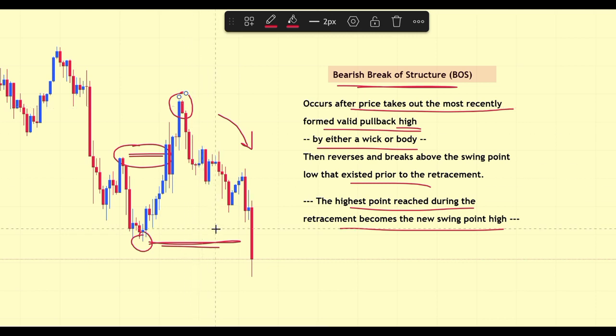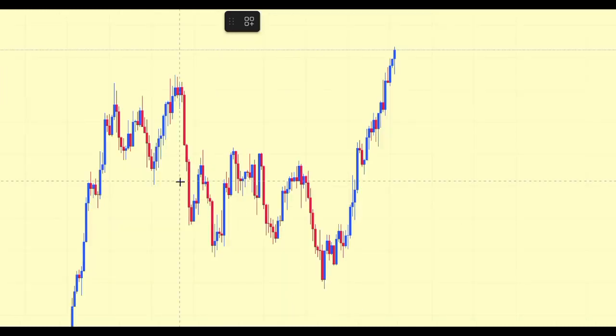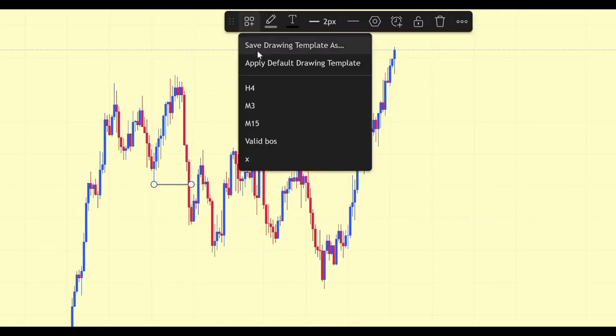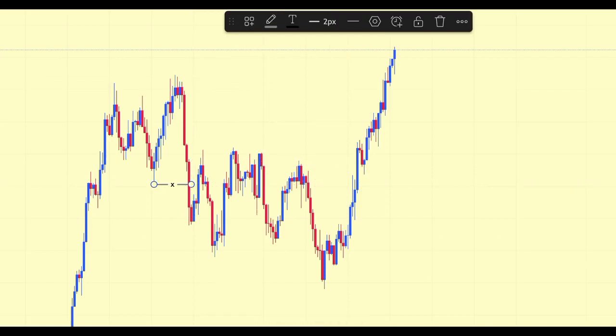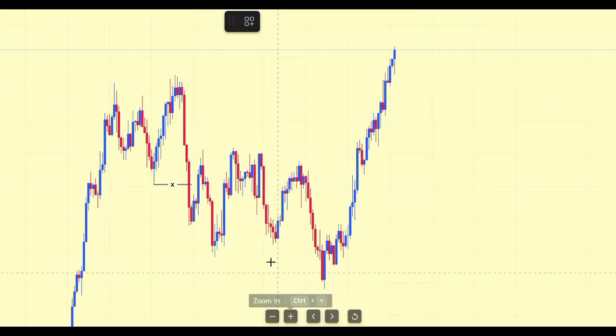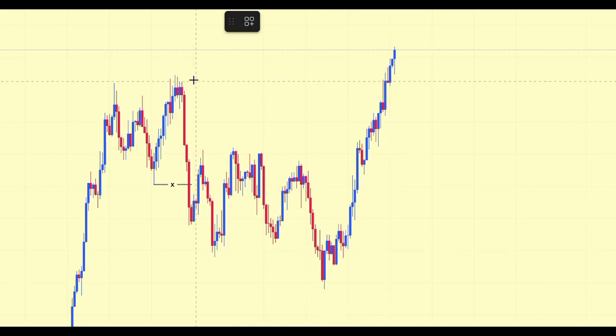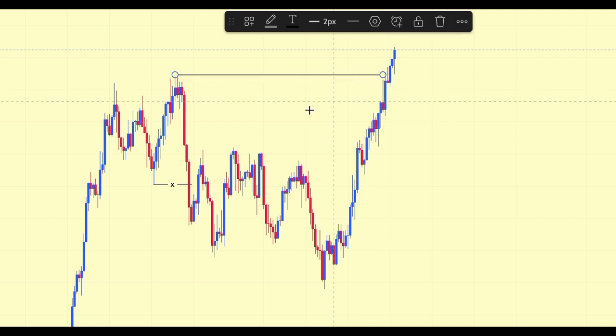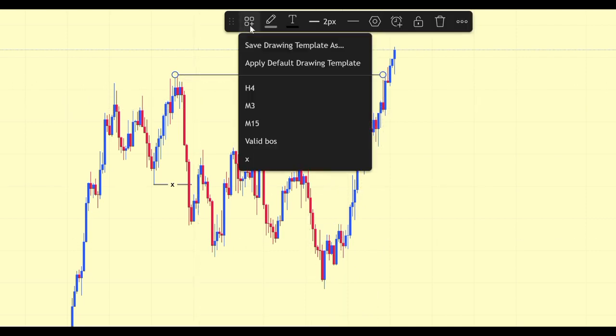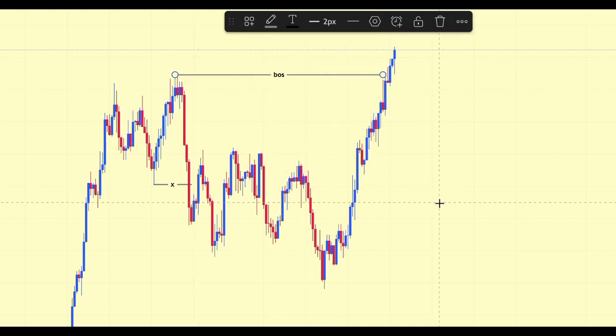So guys, we have covered how to identify a bearish break of structure as well as a bullish break of structure. Now let's get things practical and start marking the market structure. Alright, so just like we identified earlier, we can clearly see that price has taken out the recently formed valid pullback low. I will use this mark for that. You'll get to understand why on the next part, so don't worry. And then we can clearly see that price reversed back and made a break past this swing point high prior to this retracement, and that's what we call a valid bullish break of structure.